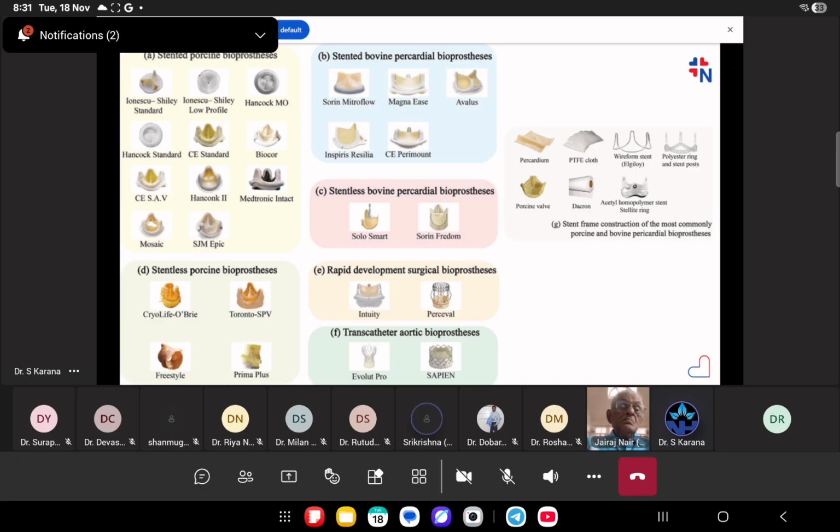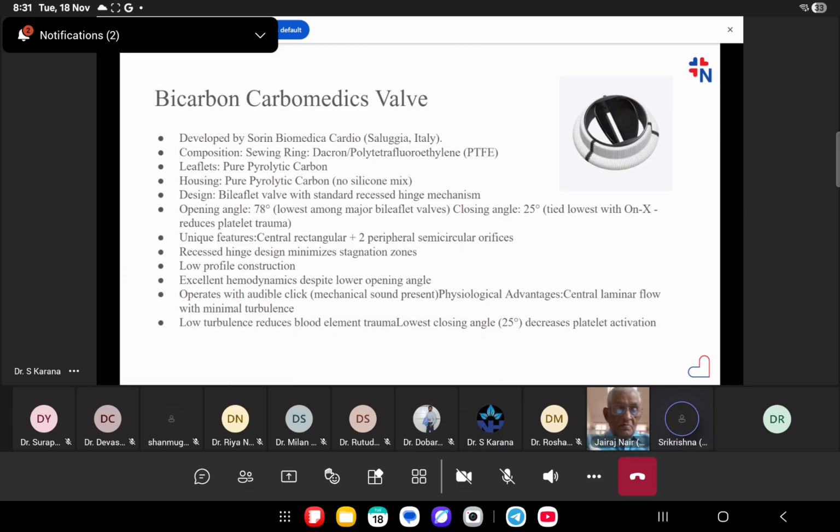Hold on. Just before that, I wanted to say the deficiency in this presentation was that you didn't talk about the effective orifice areas of all these valves. Yes, sir. Second, the incidence of thrombogenicity in all these valves. These are important things to know when to choose what valve. All right, that is something that you should know.